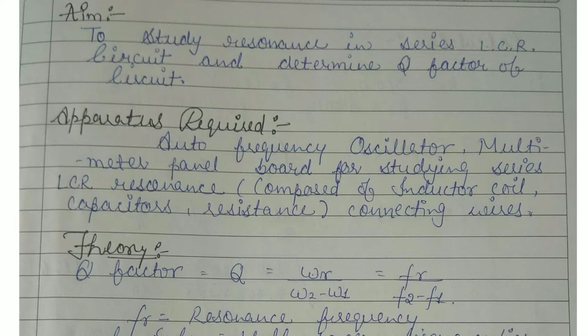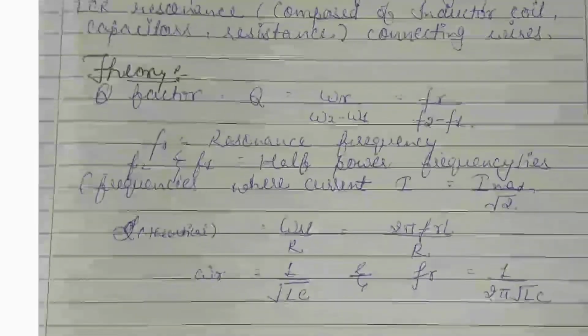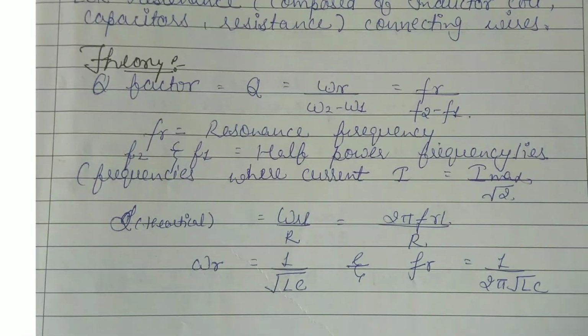can write. Theory: Q factor is defined as FR upon F2 minus F1, or omega R upon omega 2 minus omega 1. FR is the resonance frequency, F2 and F1 are the half power frequencies where current I is equal to I maximum upon root 2.